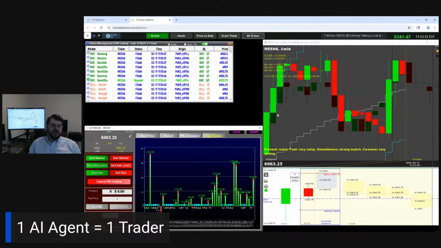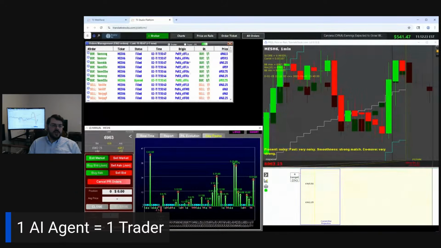Each one of the 10 agents has a chart, an order ticket, and a configuration screen. We have 3 screens for each one of them. So we have 10 agents, and we can have 30 screens open here. If you have a big monitor, you can tackle that.